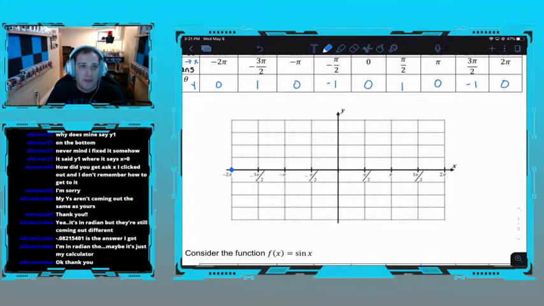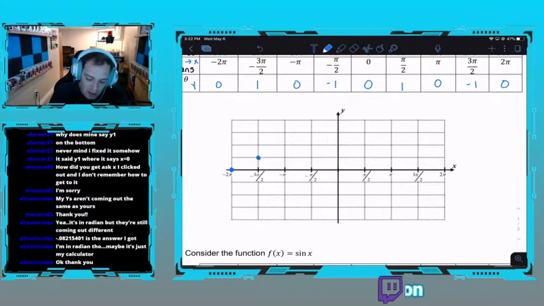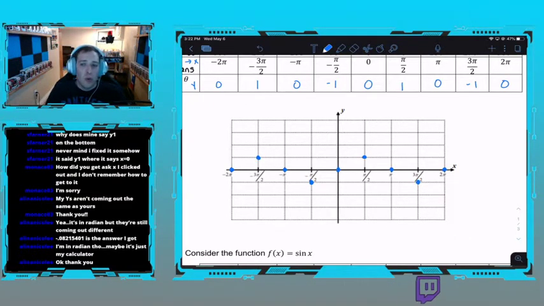The next one's going to be negative 3 pi over 2. And then I'm going to go up to positive 1. Then I have negative pi, 0. And then it's going to go back down to negative 1. Back up to 0. And what you guys should see is this graph, this sine function, is actually creating what we call a wave.